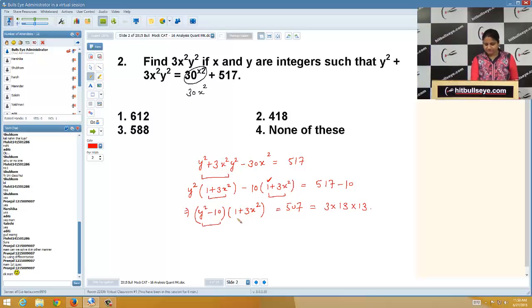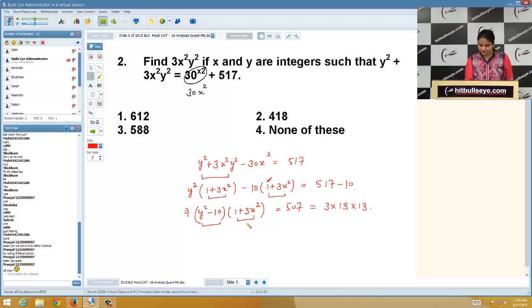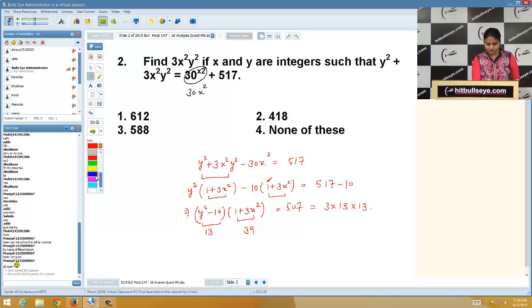See, we need y to be an integer, x to be an integer. So there can be numerous solutions, but suppose I take this as 13, y square minus 10 is 13. So 1 plus 3x square will become 39. But this is not a permissible solution. Why so? Because if y square minus 10 is equal to 13, y square will be equal to 23. In that case, y will not be an integer because y will be root of 23. So we will try more cases.